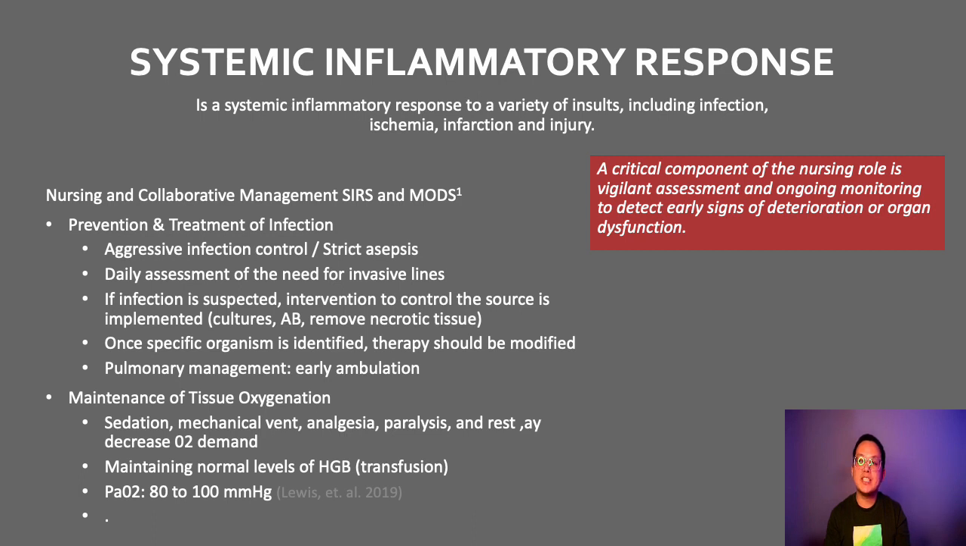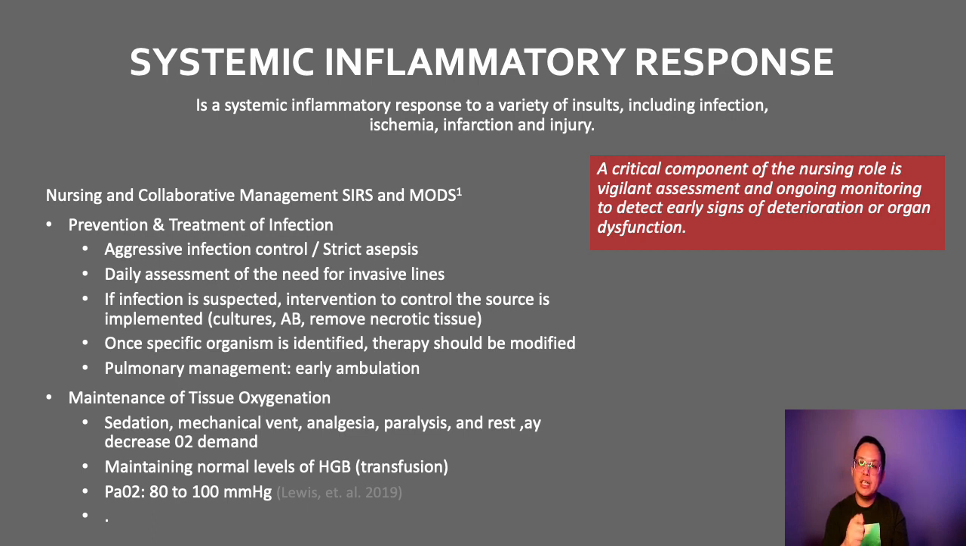So prevention and treatment of infection, aggressive infection control, strict asepsis. Most likely these patients go straight to ICU level of care, not just the simple ER. Prevention and treatment of infection, as I've said: aggressive infection control, strict aseptic technique, daily assessment of the need for invasive lines, like the IV, NG tube, oral tube, especially IV, no? Whether it is still needed.